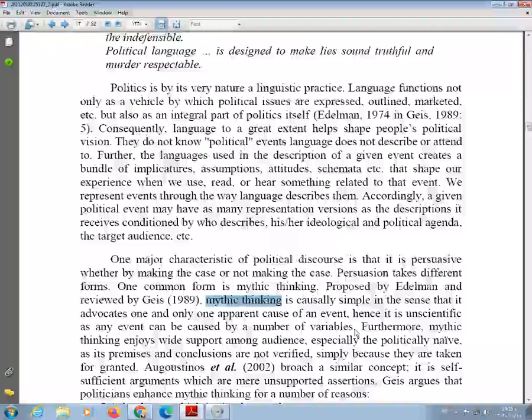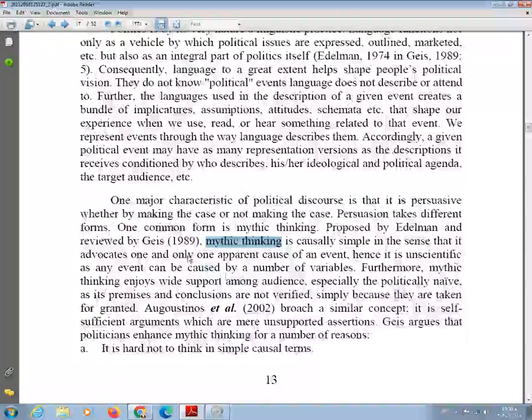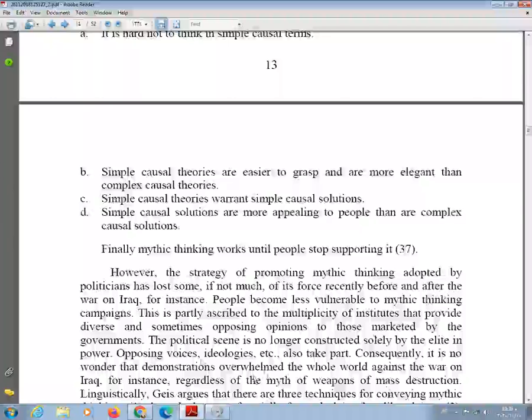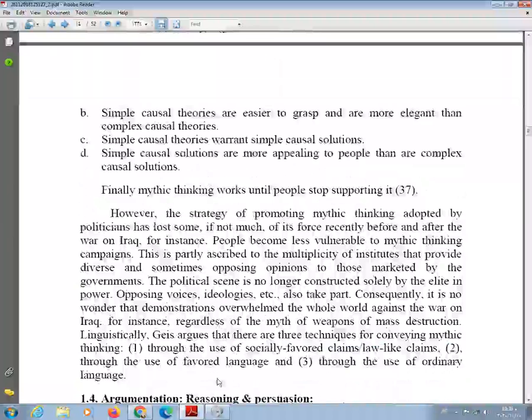This is what's meant by messic thinking, and it is very prevalent in political discourse and political language, because this doesn't allow us to think critically of what's happening and to look at the pros and cons of things and to look at the different aspects of a particular event or a particular ideology or a particular set of convictions and ideas and so on.